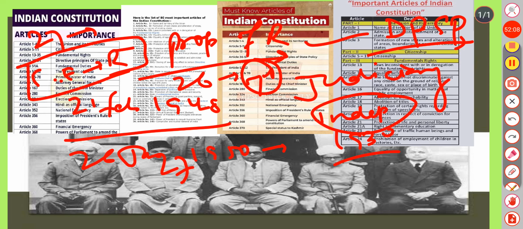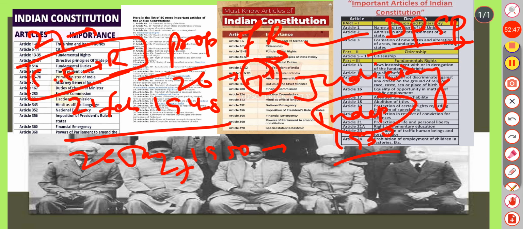Okay, and Parliament. If we talk about Parliament, definitely Article 79, constitution of Parliament, and Article 80, composition of the Council of States, that is Rajya Sabha, and Article 81, composition of the House of the People, Lok Sabha. And Article 83, duration of Houses of Parliament, and Article 84, qualification for membership of Parliament, and Article 85, sessions of Parliament, prorogation and dissolution, that is under Article 85, right?